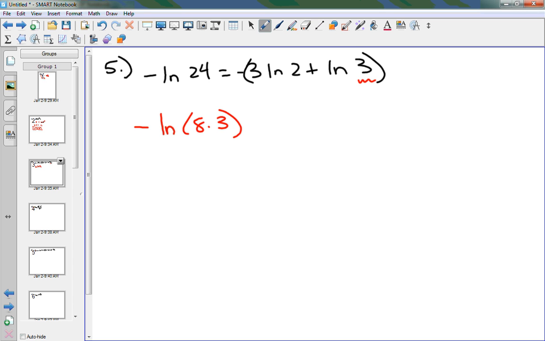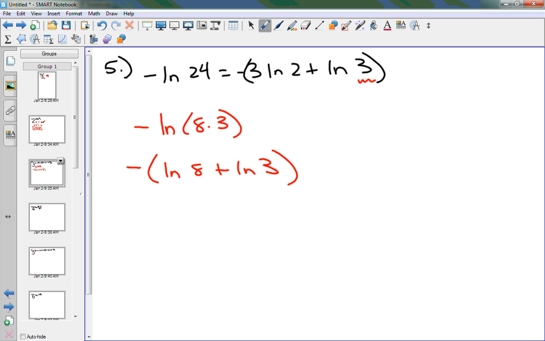Now what do I do? The law of log multiplication is... Now I'm going to put parentheses around this. Why am I going to put parentheses around this? Because that negative needs to go to both the 8 and the 3. As soon as you tear that apart and make that into 2 separate logarithms, you are actually having to distribute that negative.